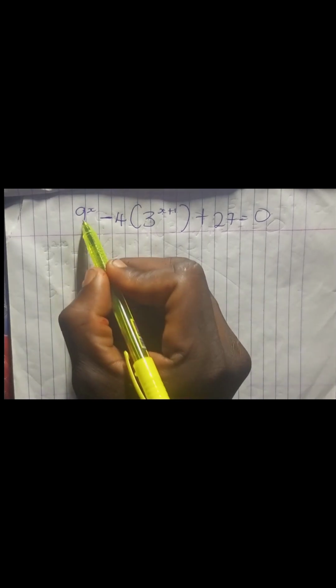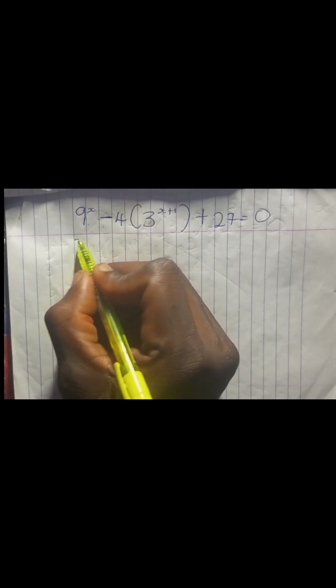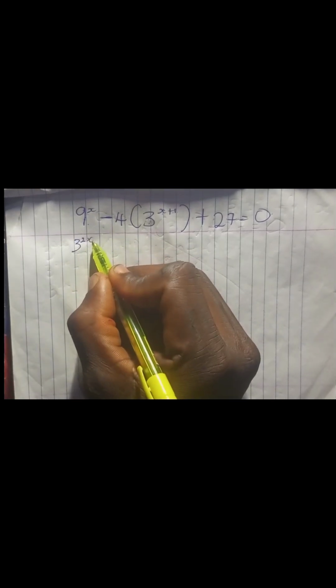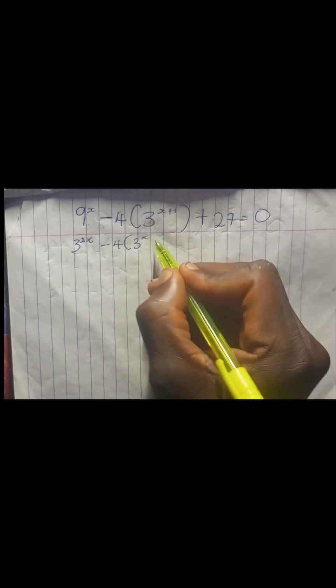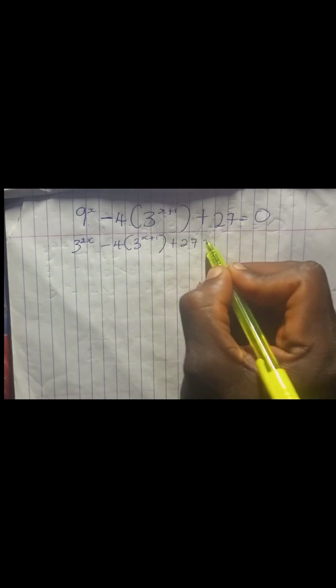The question we have is 9 raised to the power x minus 4 into bracket 3 raised to the power x plus 1 close the bracket plus 27 is equal to 0. So this is an exponential equation. The first thing we do is to break down this 9 to a base of 3. As we know that 9 is 3 raised to the power 2, we bring the x again because of the multiplication law, minus 4 into bracket 3 raised to the power x plus 1, plus 27 is equal to 0.